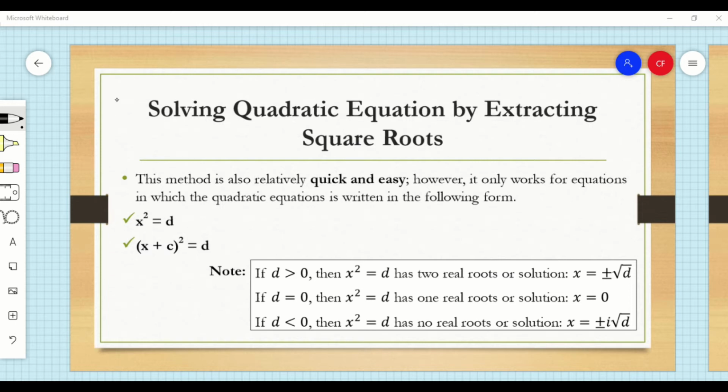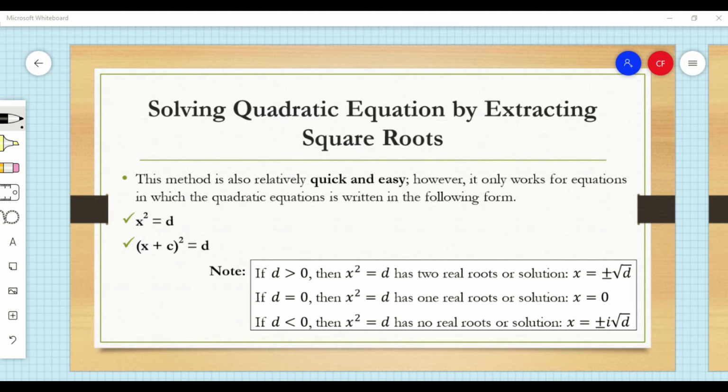And take note, if d is greater than 0, then x squared equals d has 2 real roots or solutions. So, bali magiging solution natin dyan is x equals positive negative square root of d. Okay? And if d is equal to 0, then x squared equals d has 1 real root or 1 solution. So, that is x equals 0. And if d is less than 0, so ibig sabihin ng less than 0, that is negative integers, then x squared equals d has no real roots or solution. So that is x equals positive negative i square root of d. Anyway, yung i na yan, dinedenote ng i is imaginary.